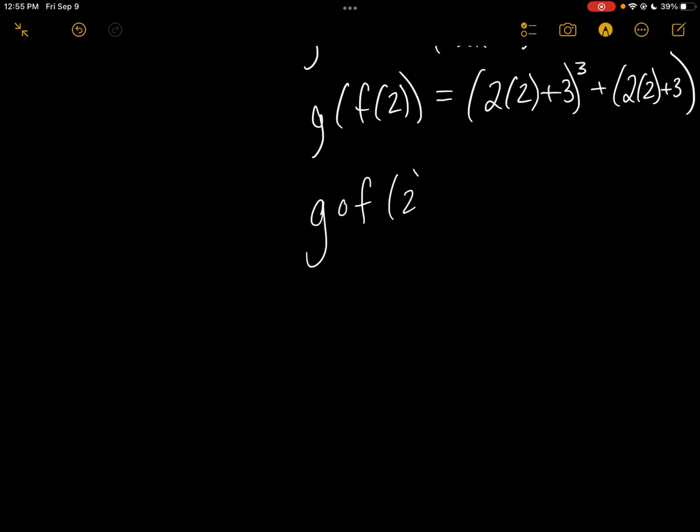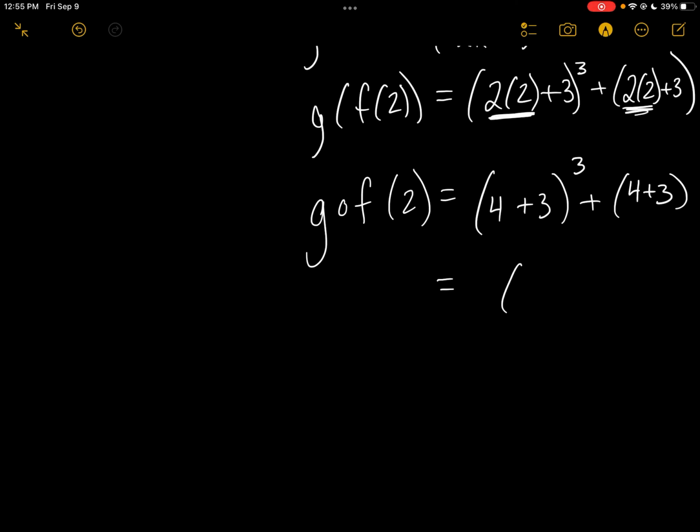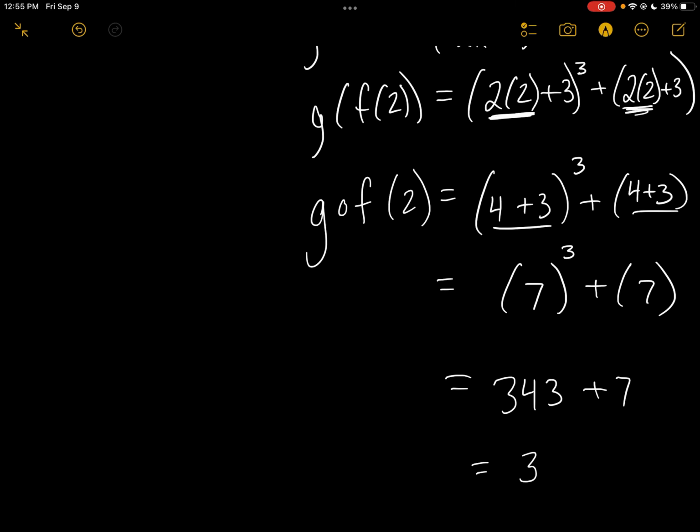So g of f of 2 would just be, do the inside of the parentheses first. So 2 times 2 is 4. Same thing here, 2 times 2 is 4. Keep going. 4 plus 3 is 7. And then the last step here is we'd have to do 7 to the third power. And then we'd finish up with 350, adding those two together. So final answer here, g of f of 2 is 350.